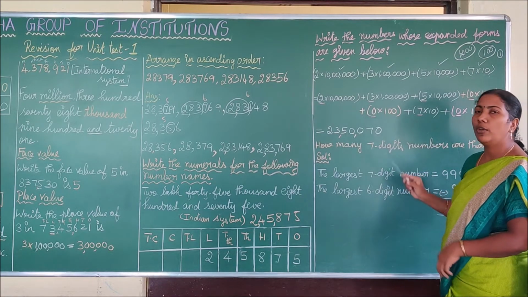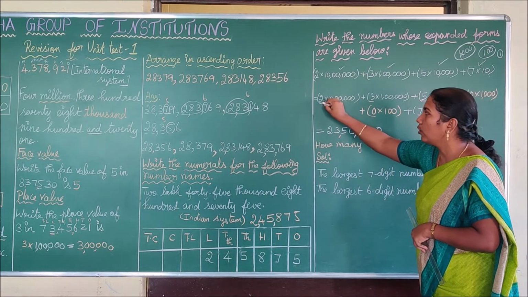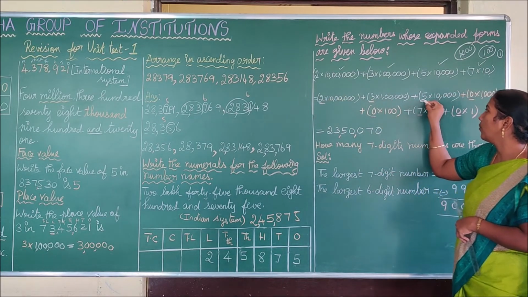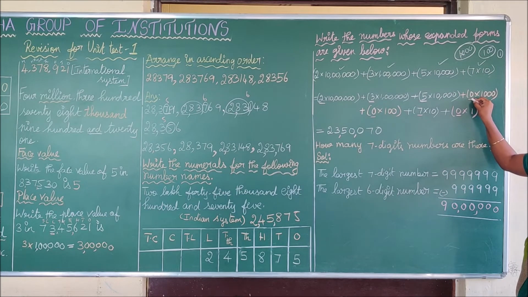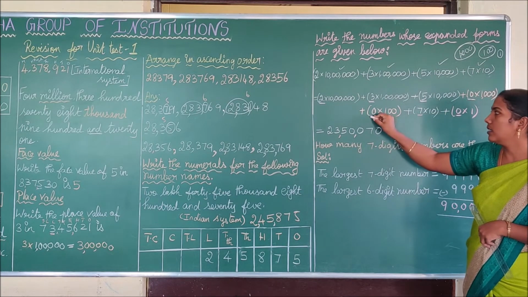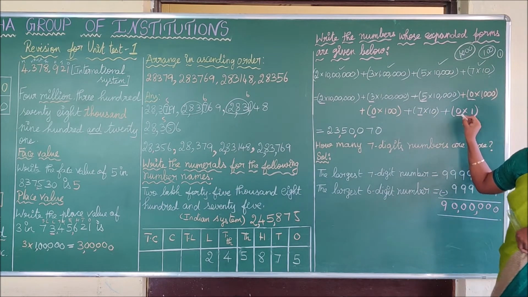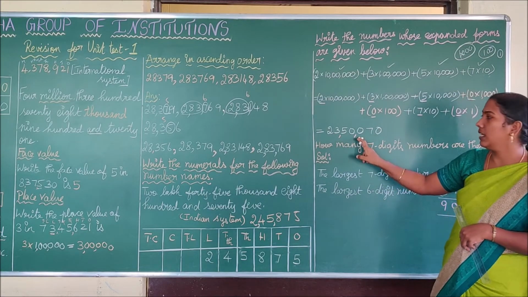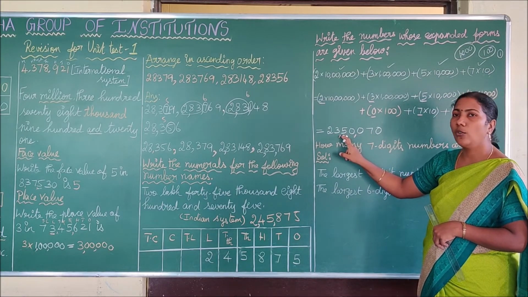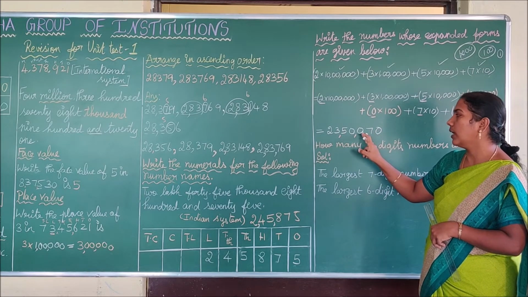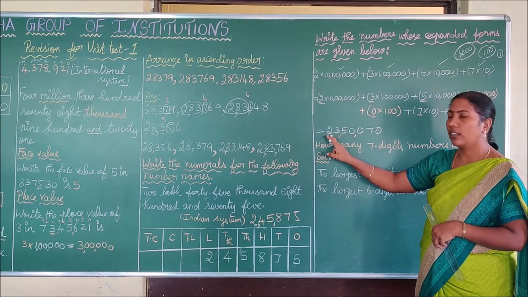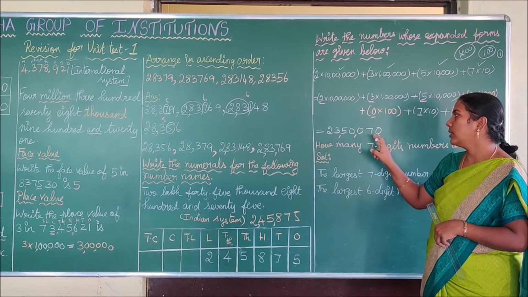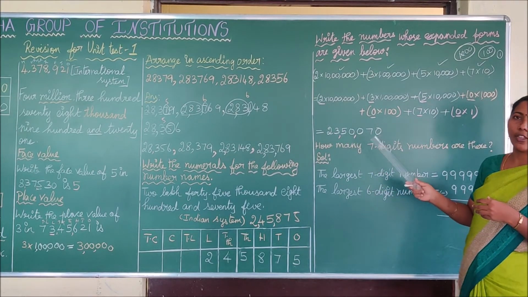To write the number, you have to write the first number only. 2, 3, 5. Here you don't have a number, that is 0. You have to write 0 and then 0, 7, 0. So the required number is, here also you have to place the commas as per the Indian system, 3 digits, 2 digits. Now you have to read this number. 1's place, 100, 1000, 10,000, lakh, 10 lakh. That is 23 lakh, 50,000, 70. This is the required number.